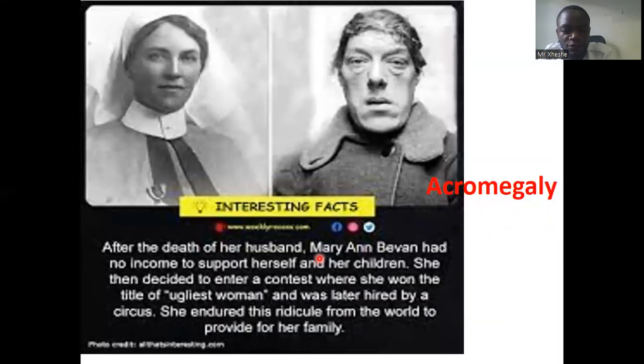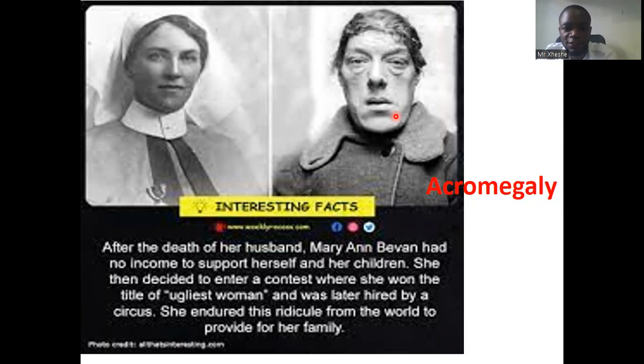Now, of course, most of you might be aware of Mary Ann Bevan, a woman who won a contest known as the ugliest woman on earth. Now, there's a story around that where she was just trying to survive. Previously, she was okay, but overproduction of growth hormone led to changes in her facial features. Quite a traumatic experience, I might add, but she did all that to fend for her family.